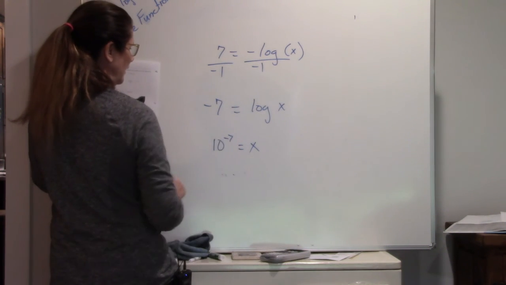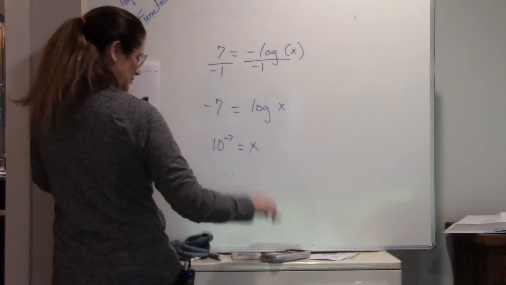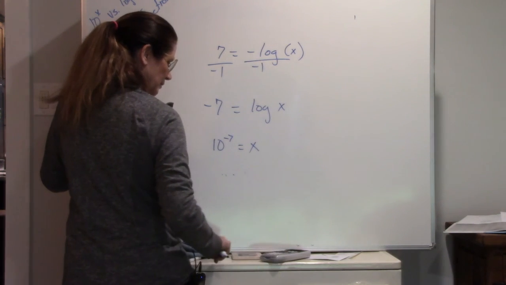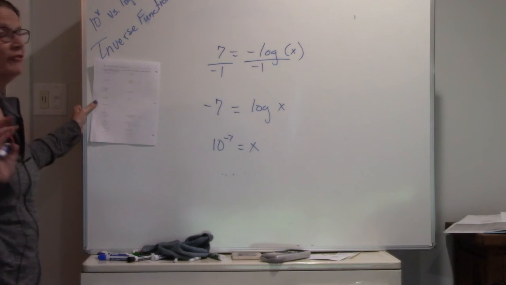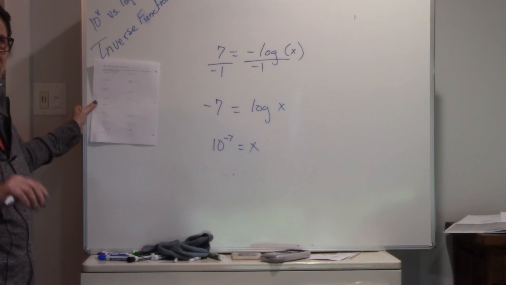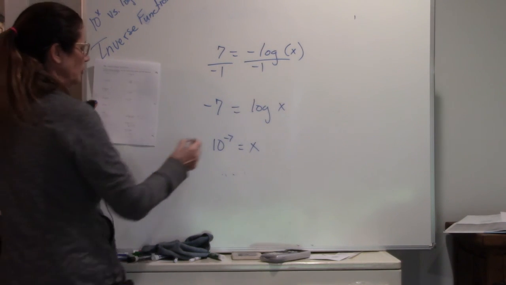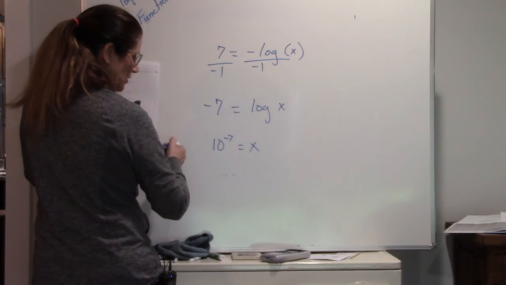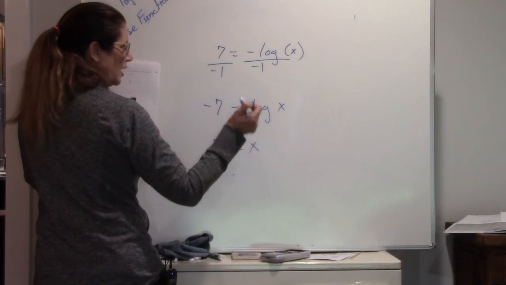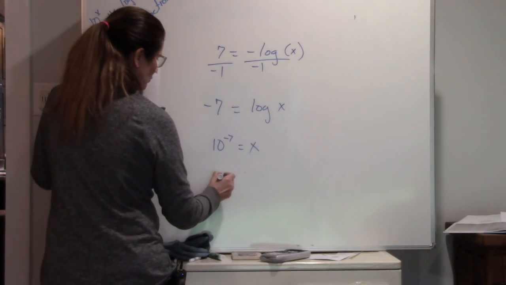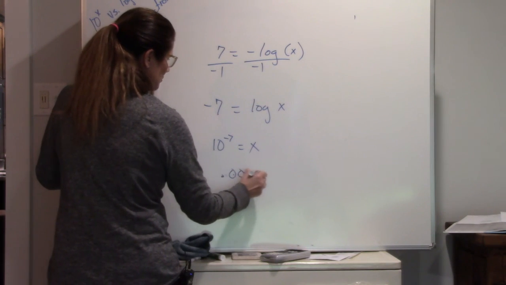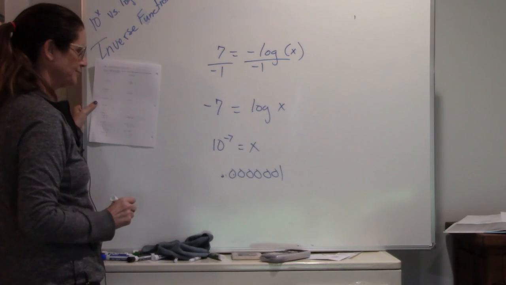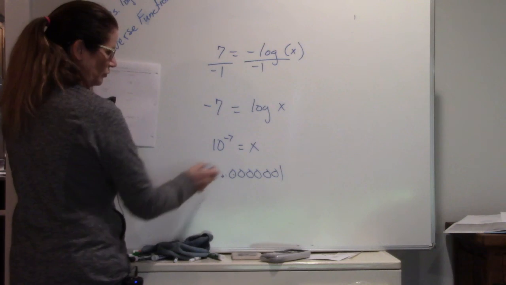So again, with a negative exponent, remember this is a very small number. When you have a negative exponent, you're dealing with a very small number. So what this means is I'm taking my exponent and I am moving it 7 times to the left. So it's 0.0000, that's 4, 5, 6, 7. Okay? So either way works. You can write it either way.